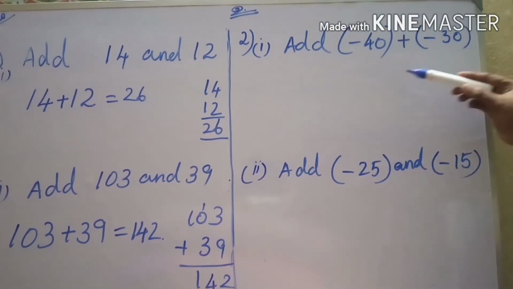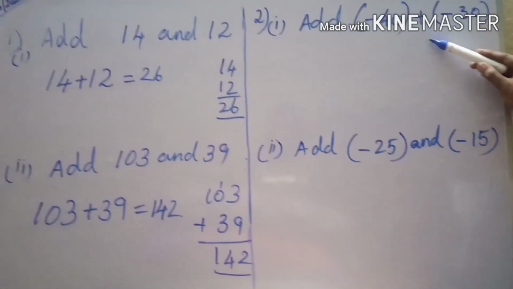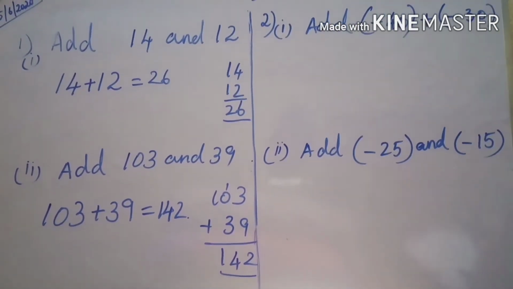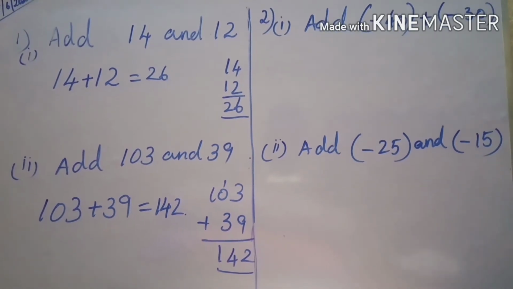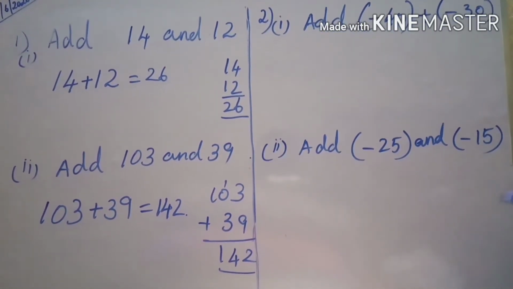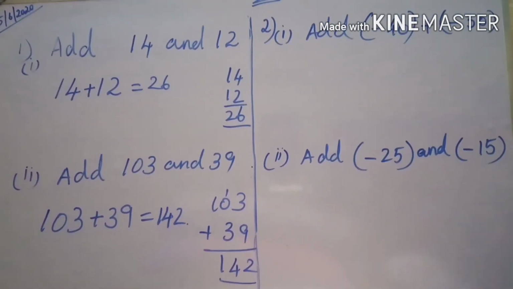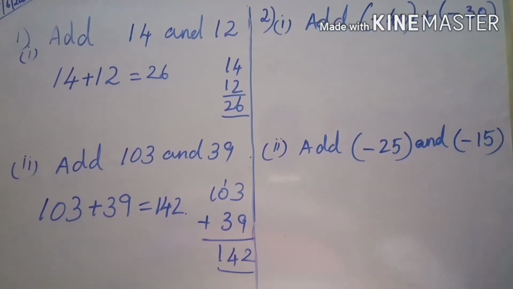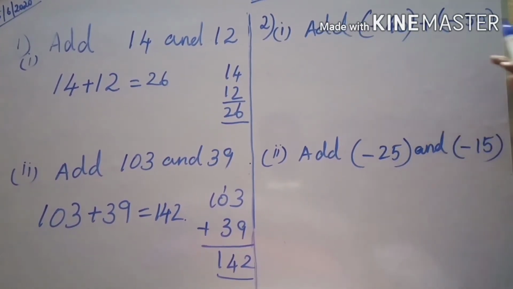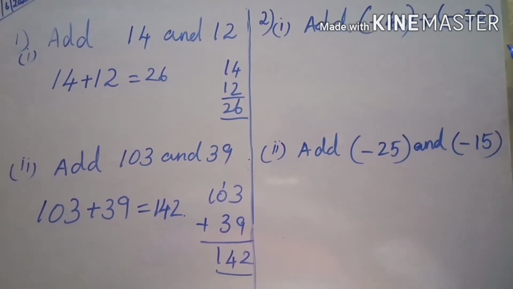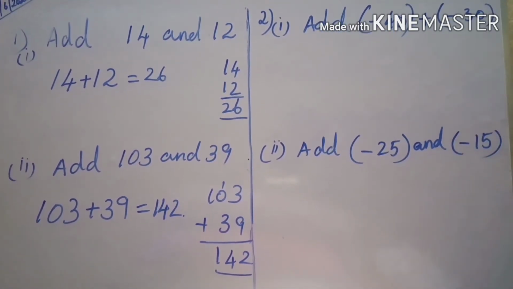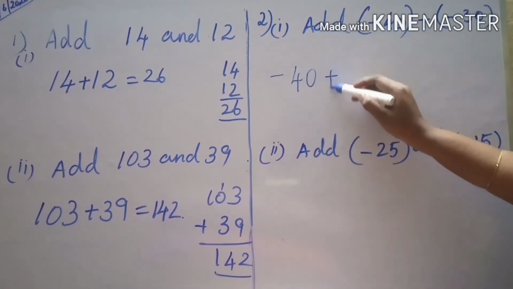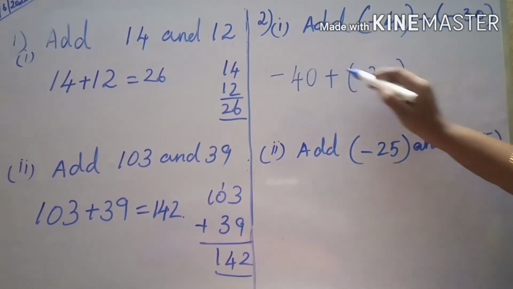Next I will go with a set of negative numbers. Minus 40 plus minus 30. Listen to me. Already I told you, when we add two integers of the same sign, it may be positive or negative. There we did the sum with two positive numbers. Here I am going to do the sum with negative integers. When we add two integers of the same sign, the sum will also be an integer of the same sign. Minus 40 plus minus 30.